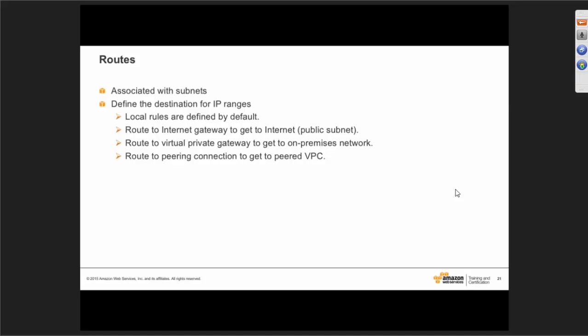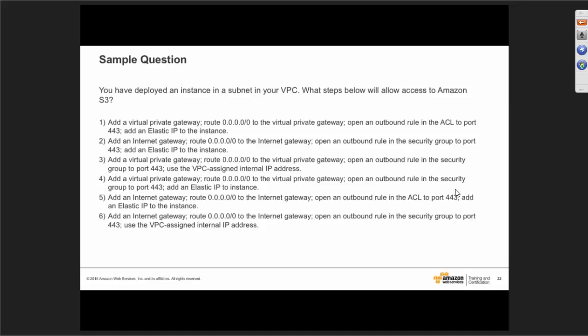Okay, let's jump into a sample question. This one is a little deep, so let's look at it. You have deployed an instance in a subnet in your VPC. What steps below will allow access to Amazon S3? This one is a little tricky. I will point that out ahead of time. Feel free to read through all the answers, differentiate between them, and then pop out the right answer into the chat.